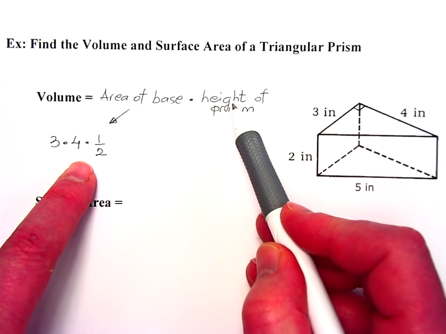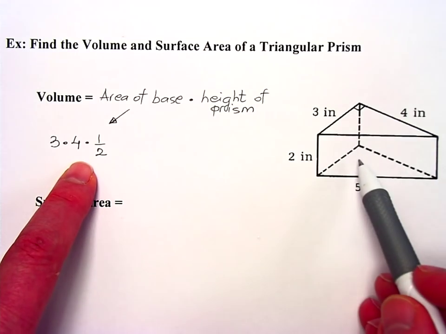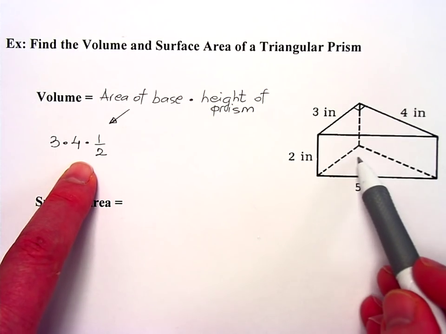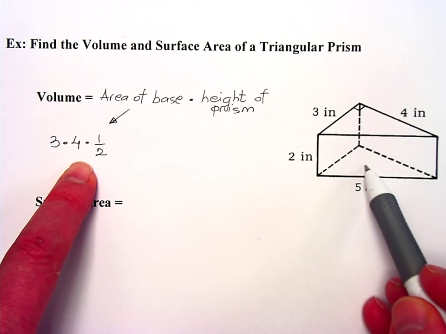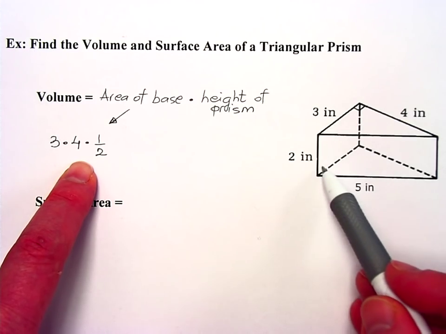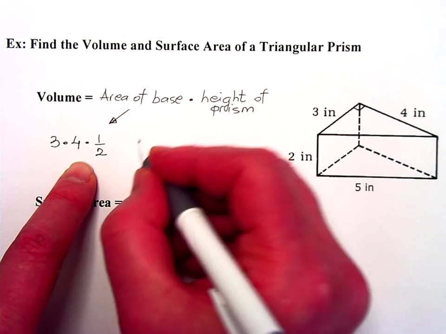Then I need the height of the prism. The height of the prism is, if you have your prism positioned so it's on one of its bases, like in this case, it's how tall the prism is, which would be 2. So that's my height.